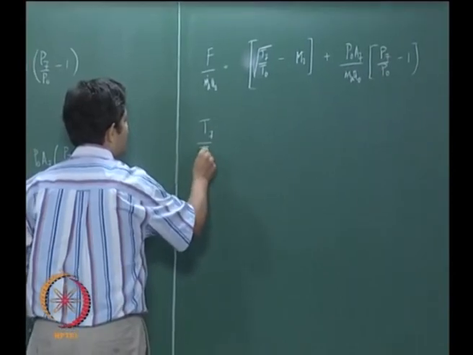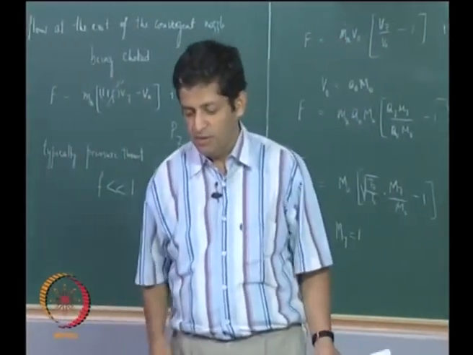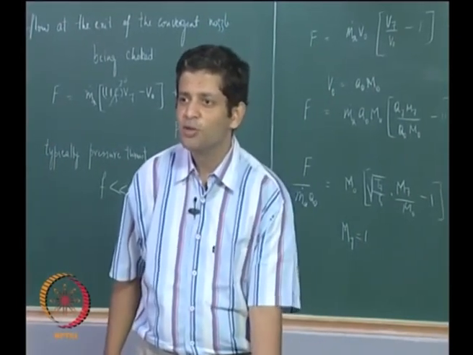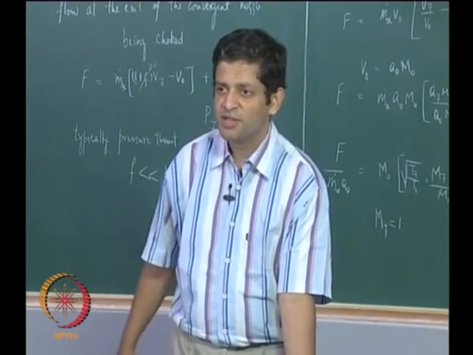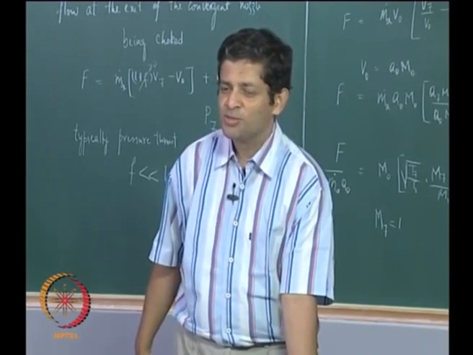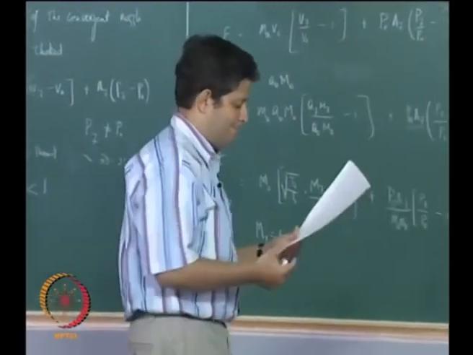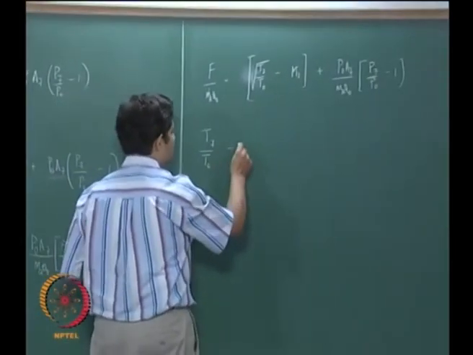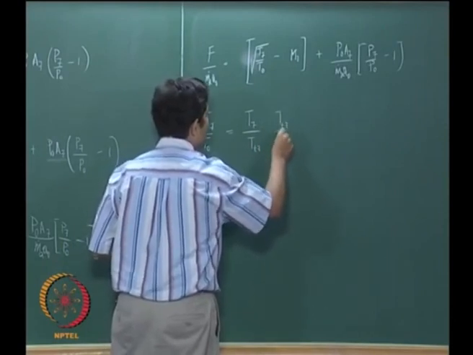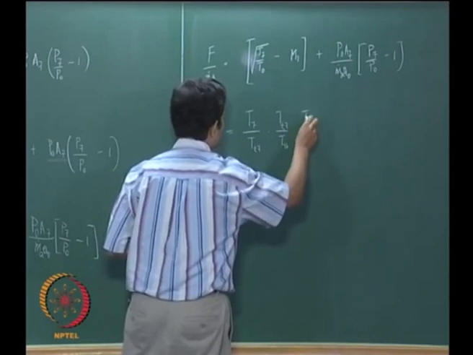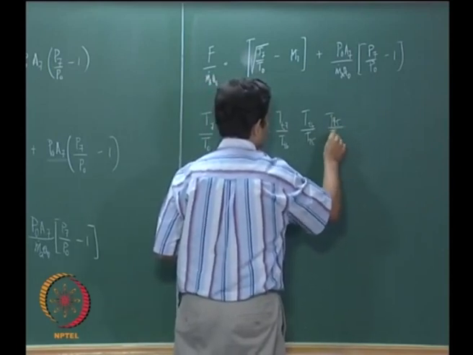Now coming to T7 by T0, we have done this exercise earlier. Now that the nozzle exit is choked, do you think this ratio is going to change? Do we need to do a fresh derivation of this ratio? Do you think it is going to change? Let's see how it's going to change. See, T7 by TT7 into TT7 by TT6 into TT6 by TT5, TT5 by TT4.